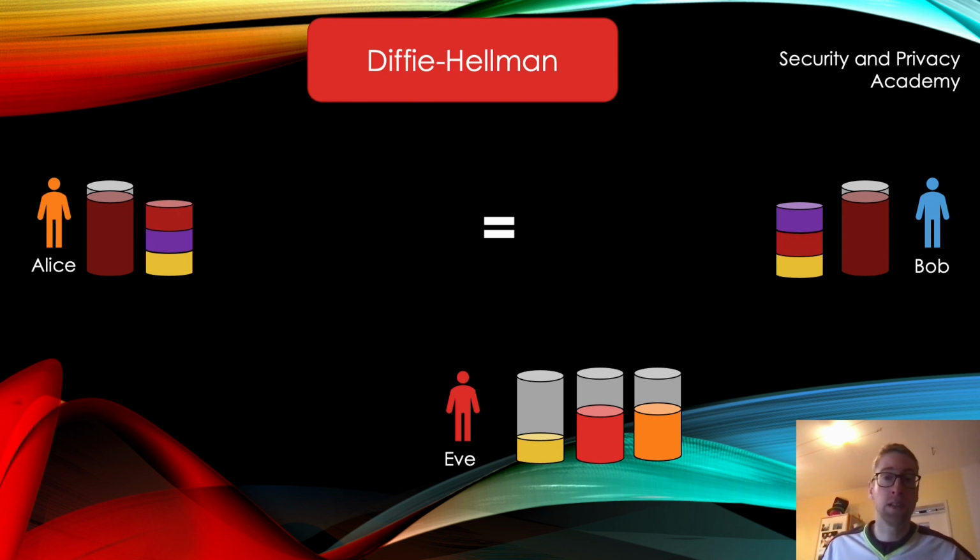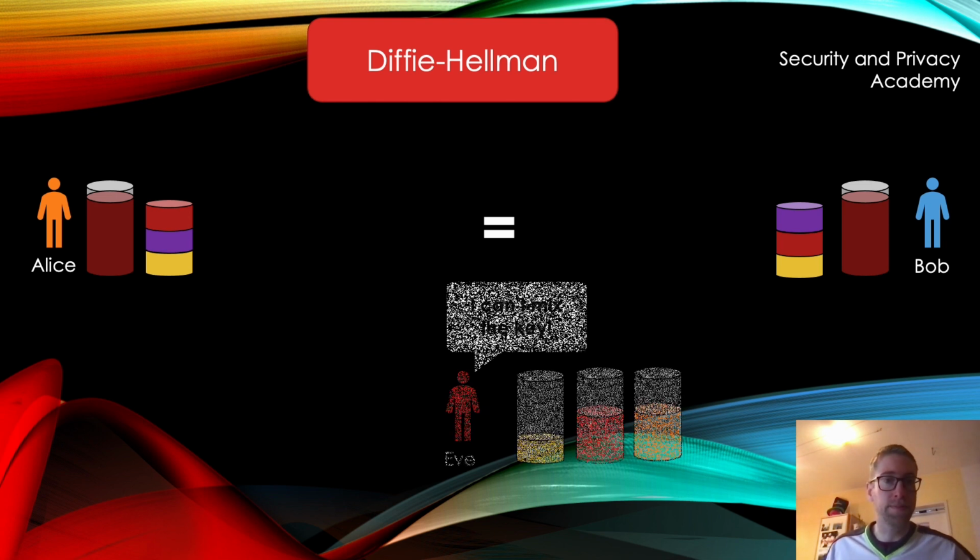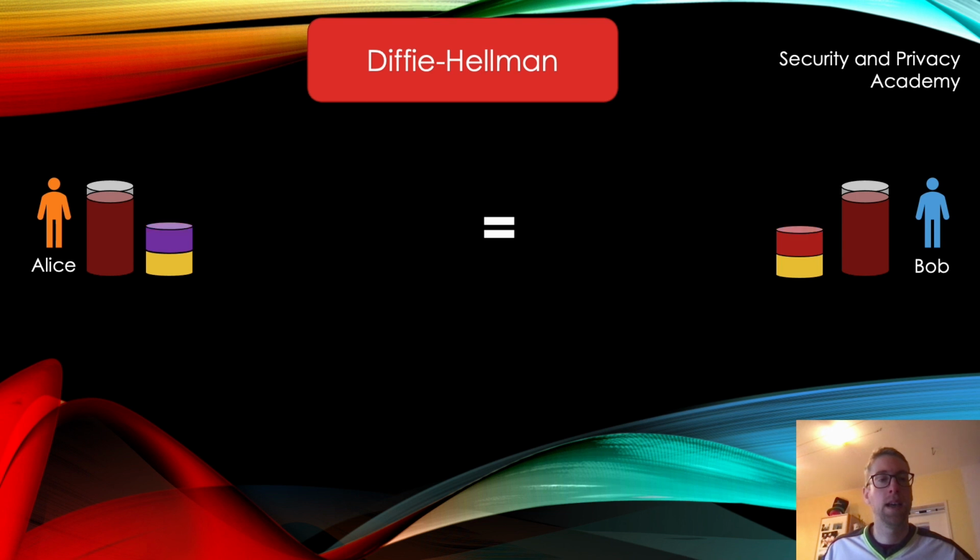Since Eve doesn't know either purple or red, she cannot mix the resulting color, which would be the secret key. So this resulting color, this dark reddish paint, is now basically the secret key between Alice and Bob. That means that eavesdroppers are taken care of. Also, Alice and Bob do not know the secret color of the other person, of course. So they only know yellow, because that's public, and their own color, respectively.